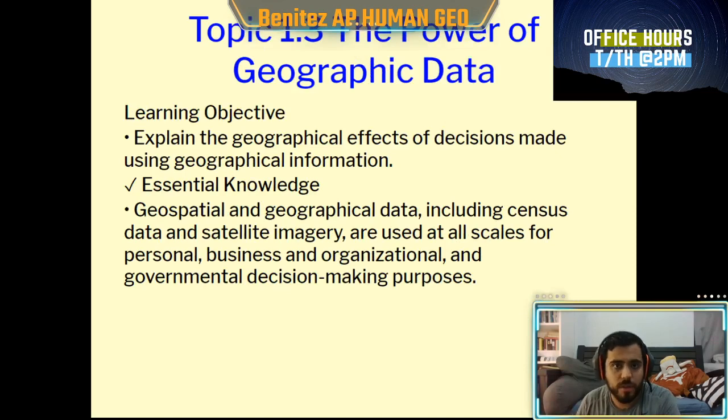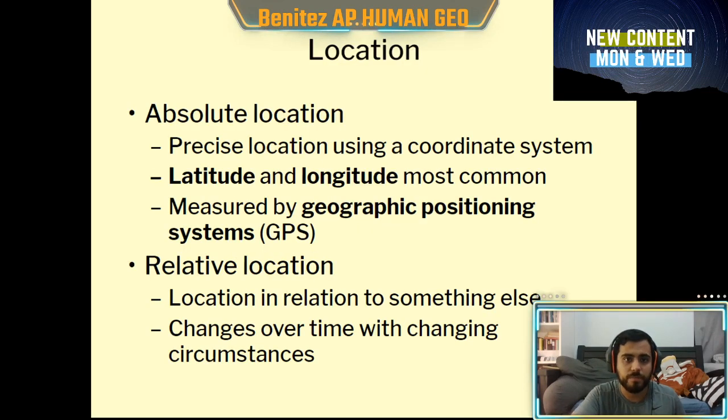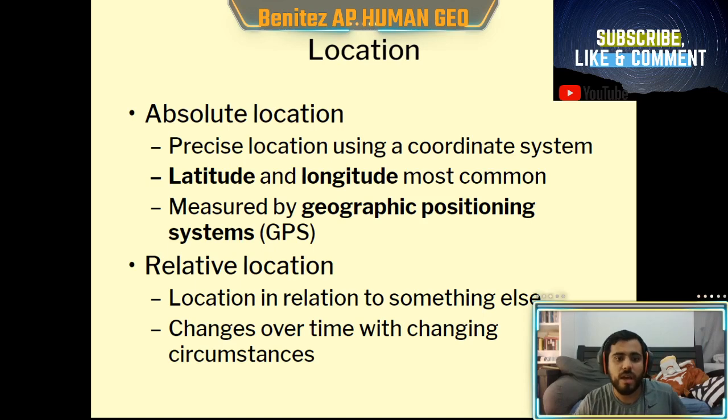And here's topic 1.3. Once we understand what methods geographers use to collect geographical information, we need to understand what are the effects. What are the decisions that are being made using this geographical information? Here's two important keywords. Absolute location means the precise location, and relative location means anything that is surrounding the precise location.